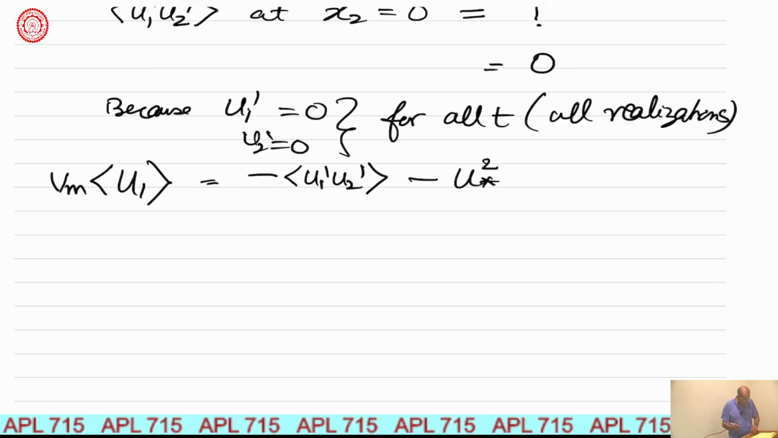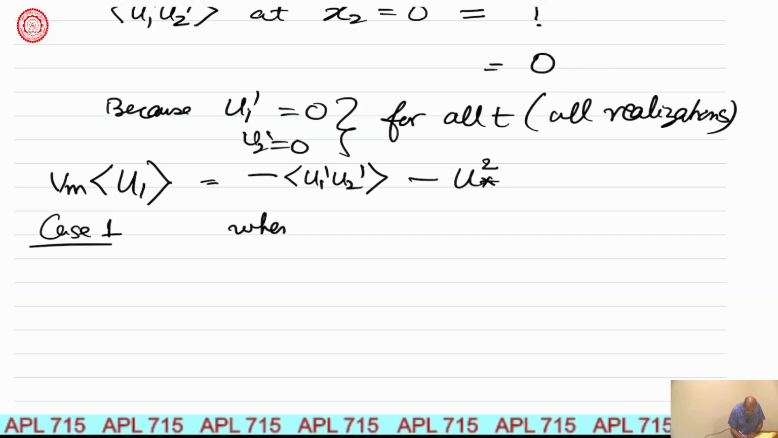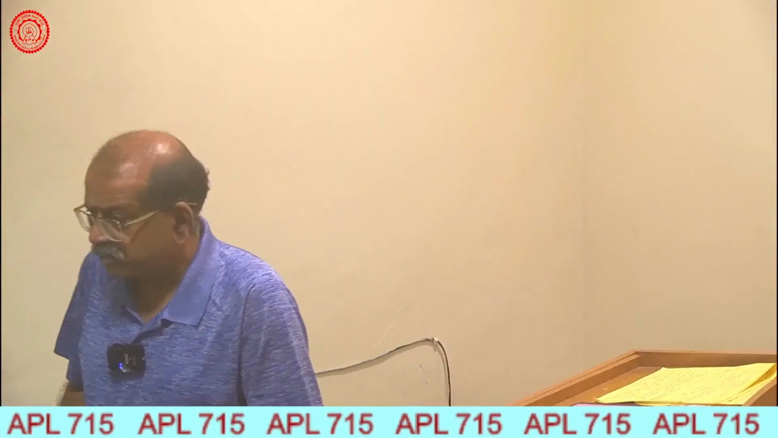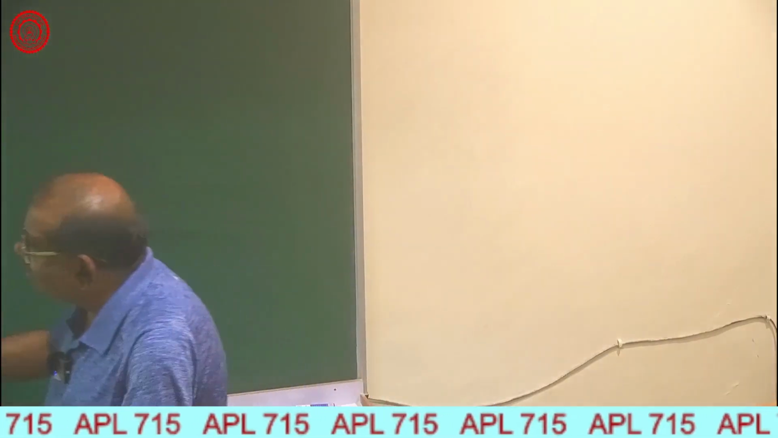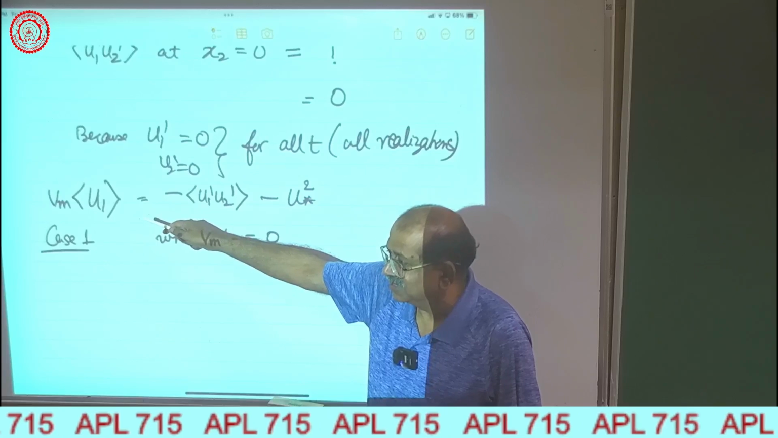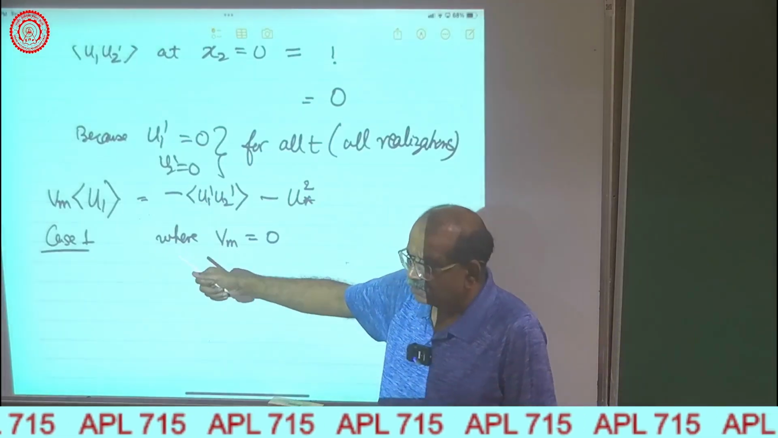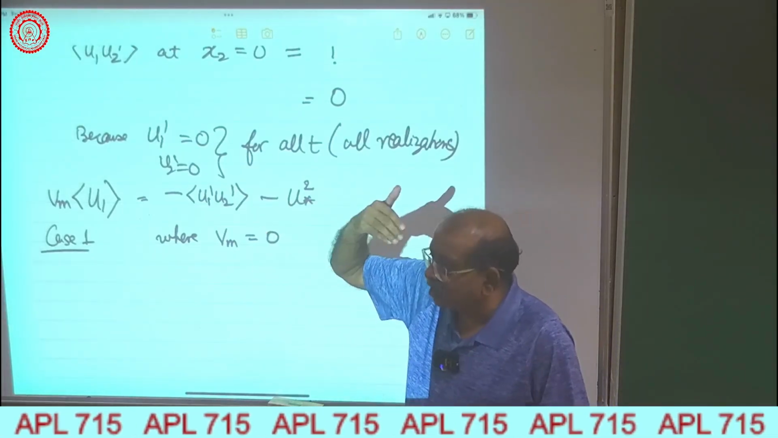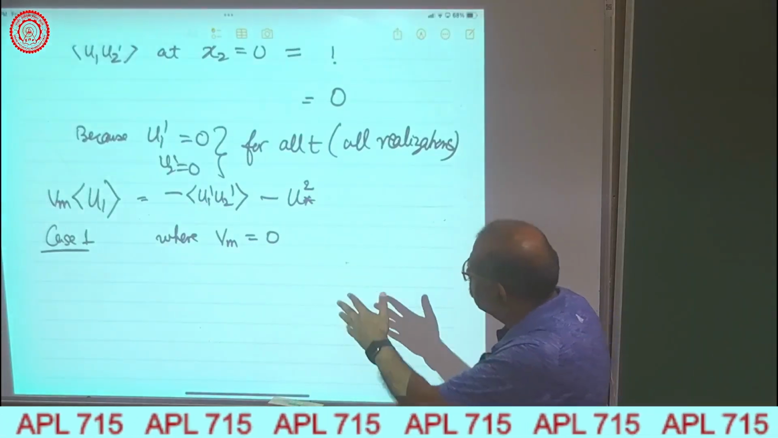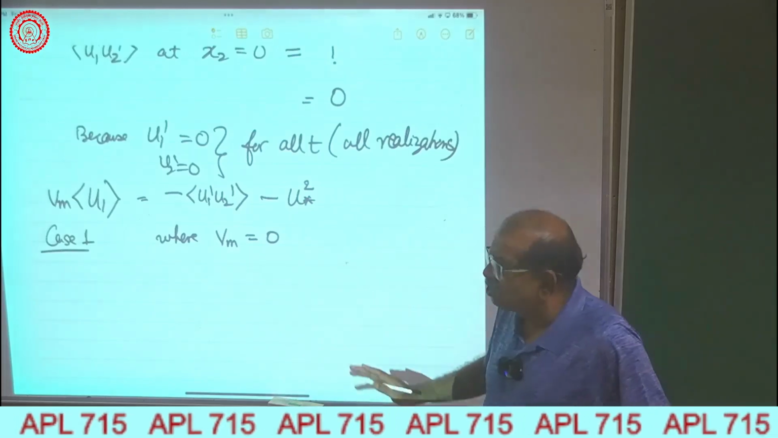Okay. So now let us first look at case 1, where Vm is 0. Now we realize when Vm is 0, there is only one scale in the problem, the mean velocity. There is only one velocity scale in the problem, or you can think of it as a time scale, 1 over dVm by dx2. So that will be a time scale. There is only one scale coming from the mean velocity gradient when Vm is 0.